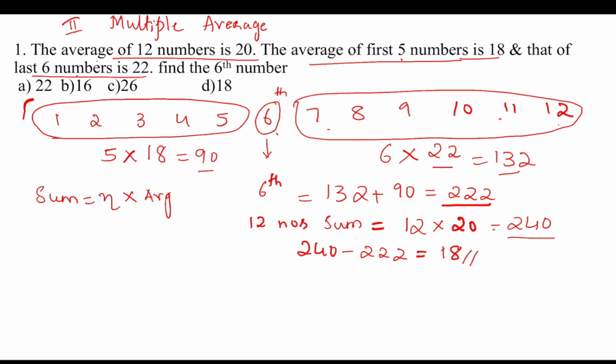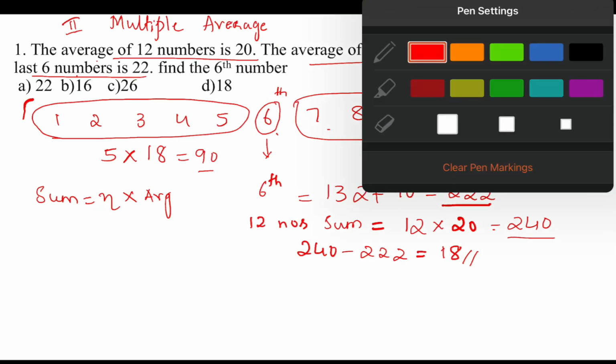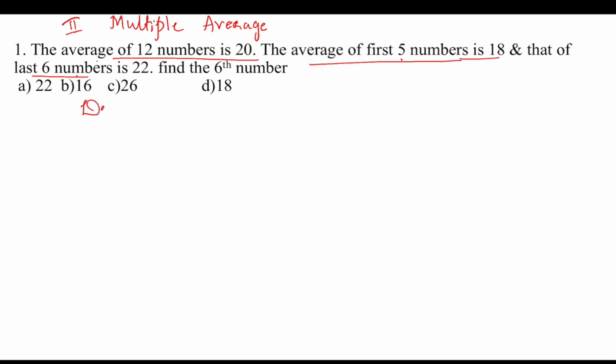Okay, this was a very lengthy method. Since there are only 12 numbers, this method was easy. But if they give more numbers, like 20 numbers, we cannot keep adding and multiplying all the things, isn't it? So to solve such problems, we will use one simple method, that is deviation method. Let me show the deviation method.